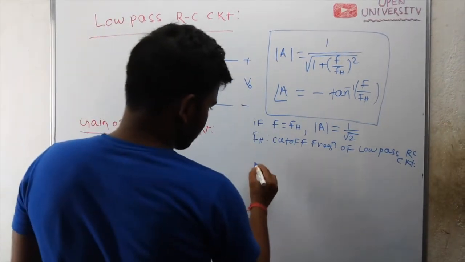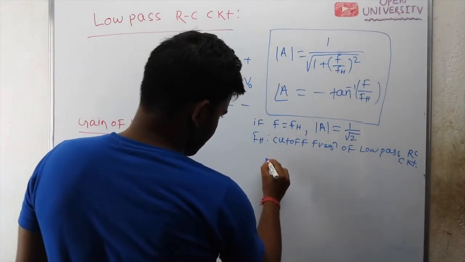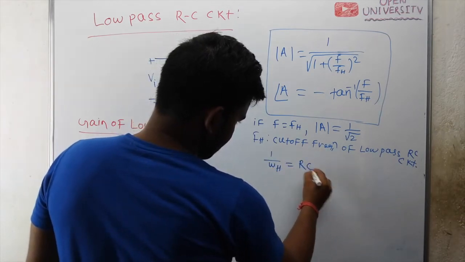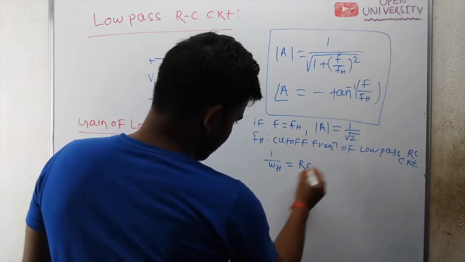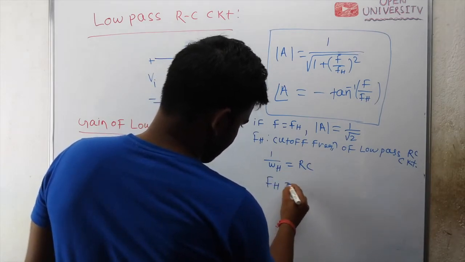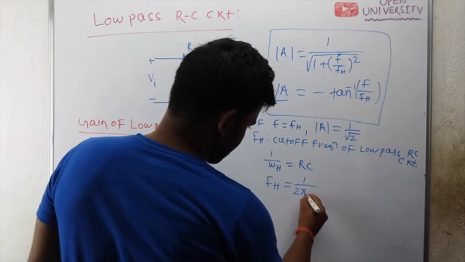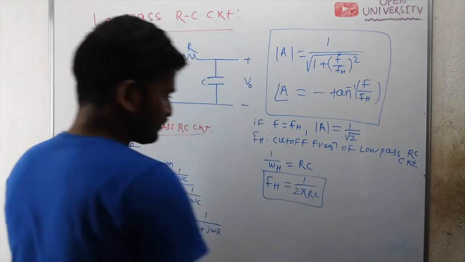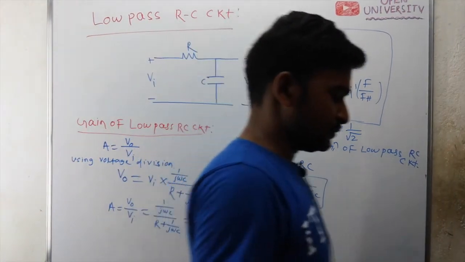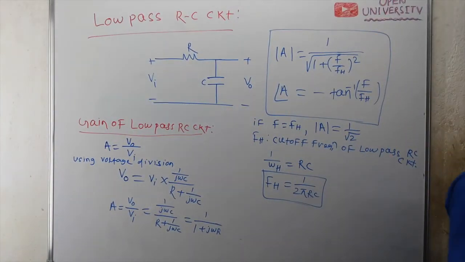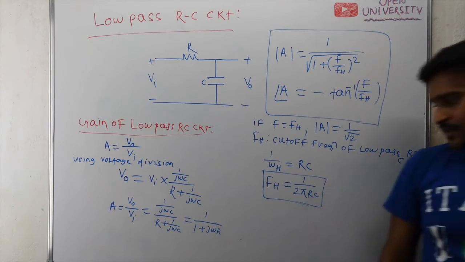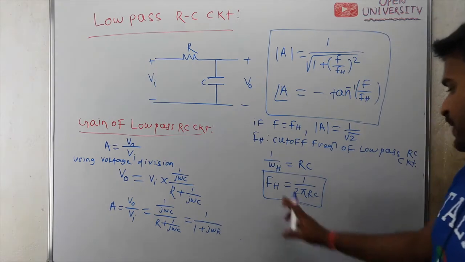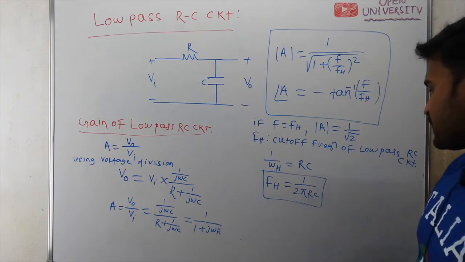If you want to find out the cutoff frequency, 1 by omega h is RC. So what will be fh? fh will be 1 by 2 pi RC. This is the formula of cutoff frequency of your low pass RC circuit. This is same as the cutoff frequency of high pass RC circuit.